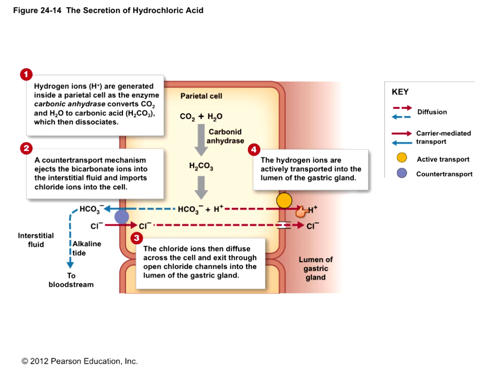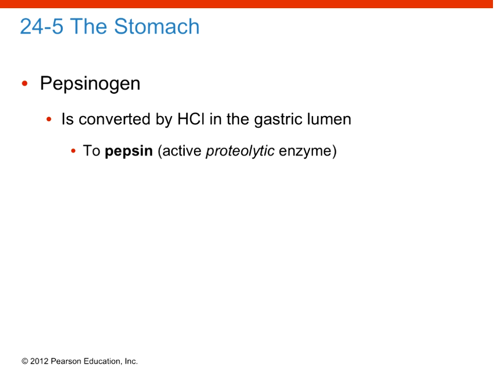to one another. The hydrogen ion is missing an electron. The chloride ion has an extra electron, so boom, match made in heaven. And then we have our hydrochloric acid. So these are the 4 steps that take place for a parietal cell to make hydrochloric acid.